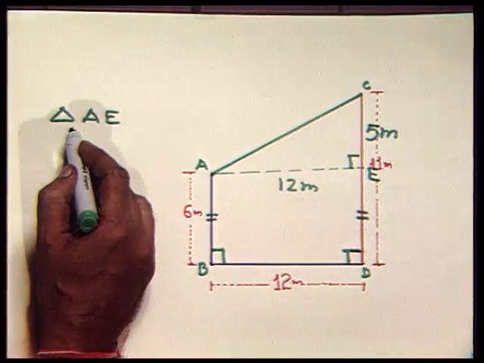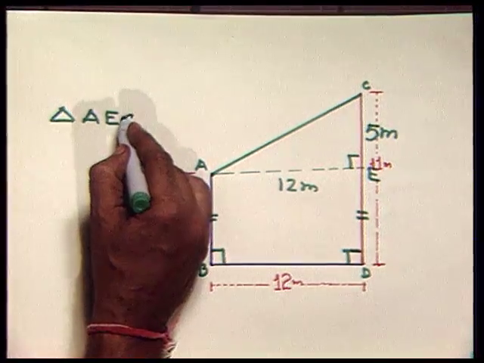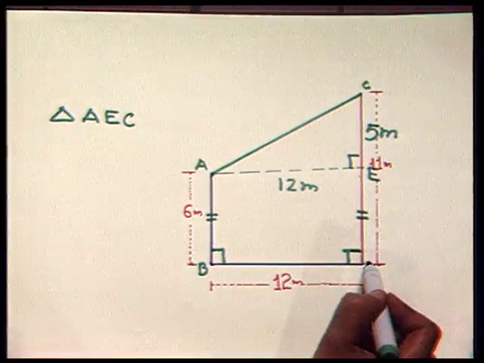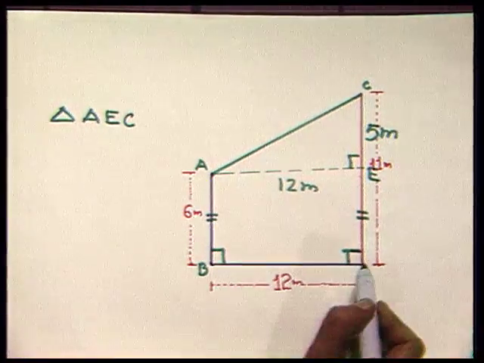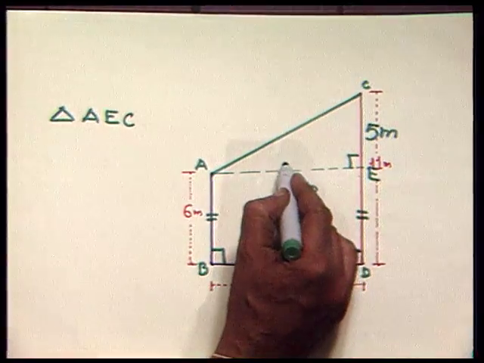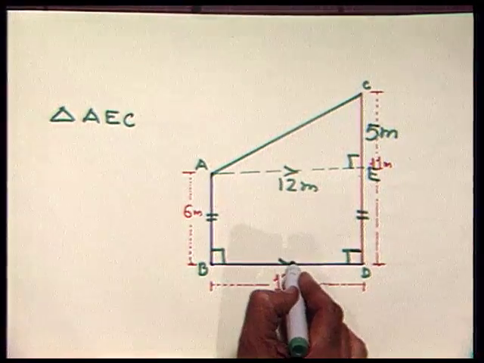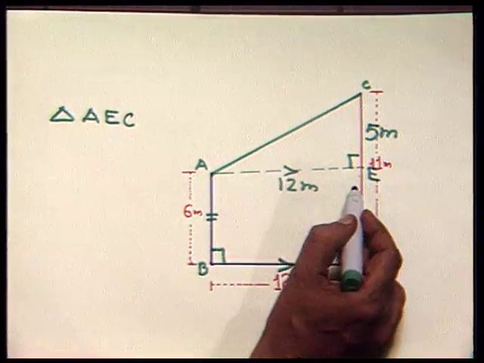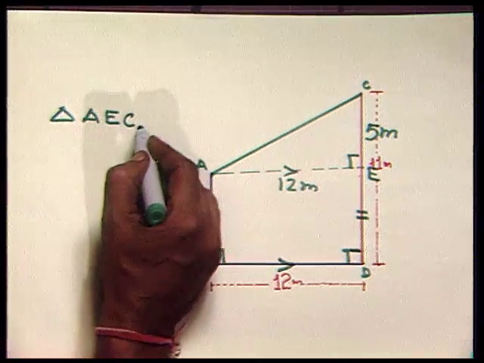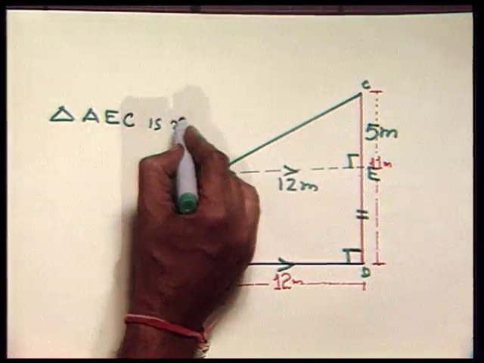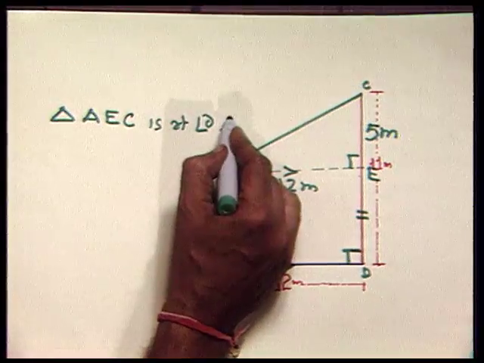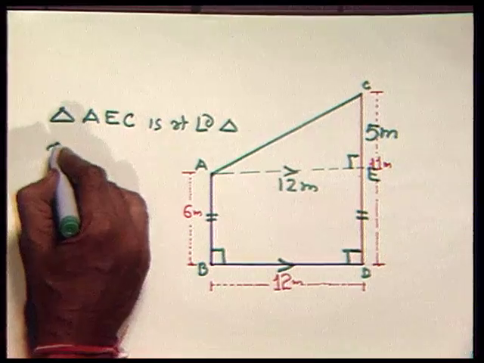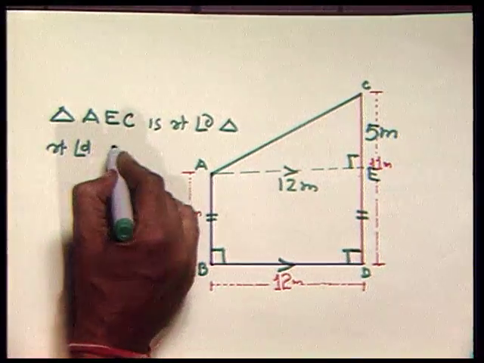So, taking triangle AEC, remember here that AE is perpendicular to CD, and since BD is perpendicular to CD, AE is parallel to BD. This distance BD being 12 meters, this is also 12 meters. So triangle AEC is a right angled triangle, and at what point is it right angled? At E. This is right angled at E.